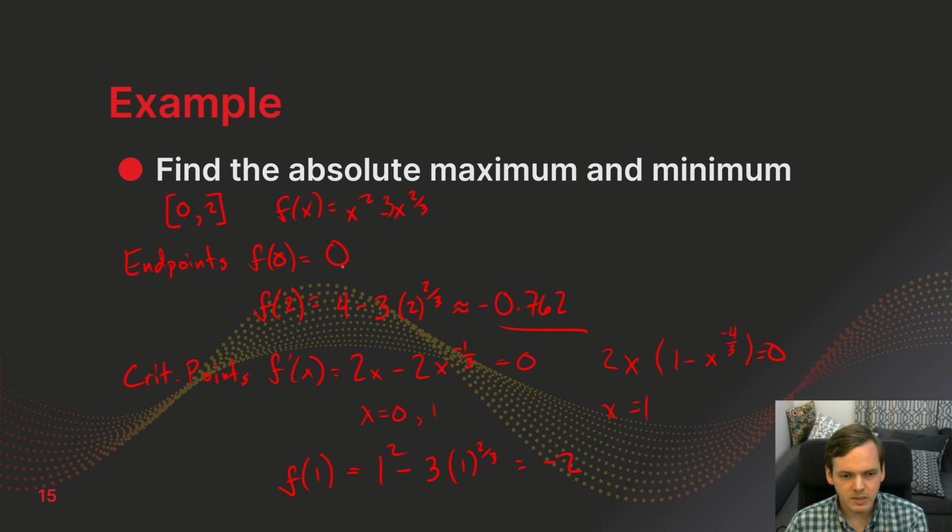So we got -0.762 and -2. So this is our global minimum, and this is our global maximum. Now we do have to be careful, because if I had gotten, say, -1 here, I would have to exclude it because it's not between 0 and 2. So just double check when you're solving problems that you do look for that.